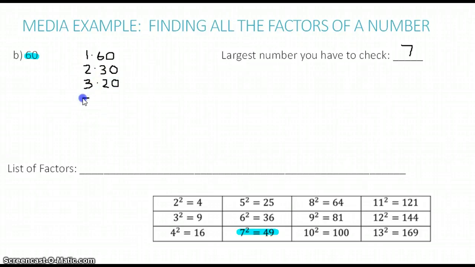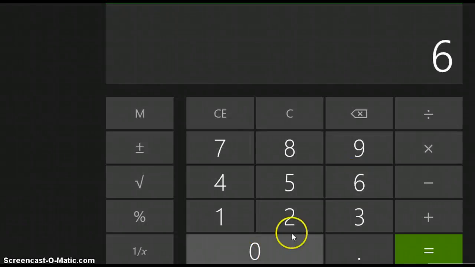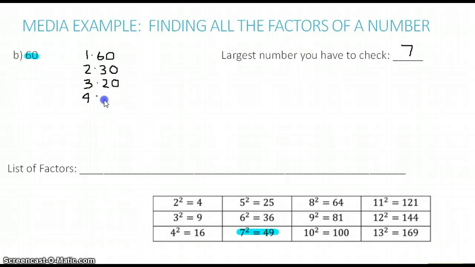Next we go to 4. Okay. And this might be one that you think, well, I can't think of a number that I multiply 4 by to get 60, but that's really where you want to be careful. So let's go to the calculator and divide 60 by 4 and see what happens. Notice we get exactly 15 with no remainder. So that means 4 times 15 equals 60.